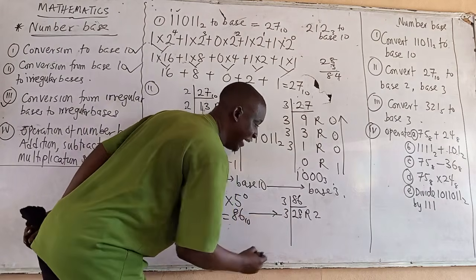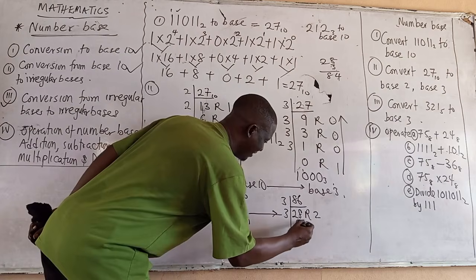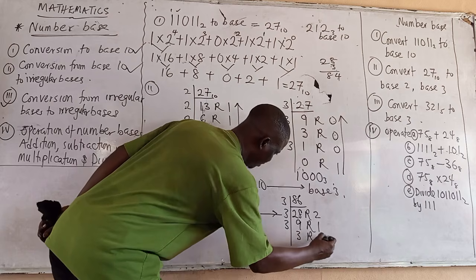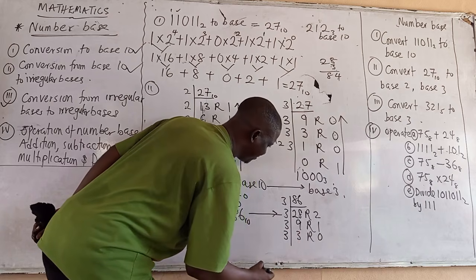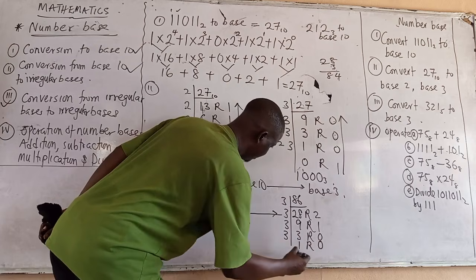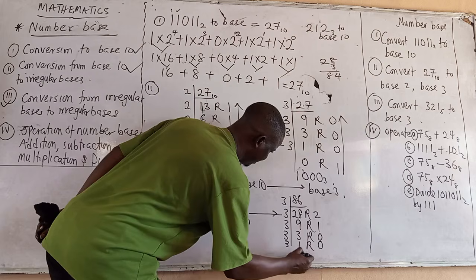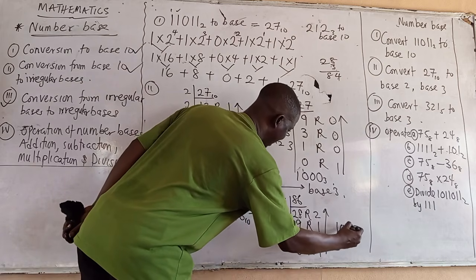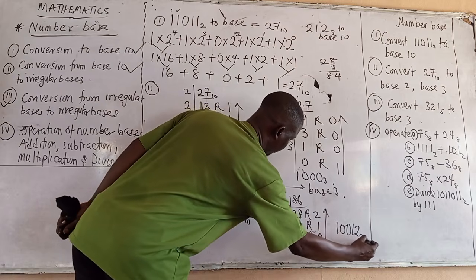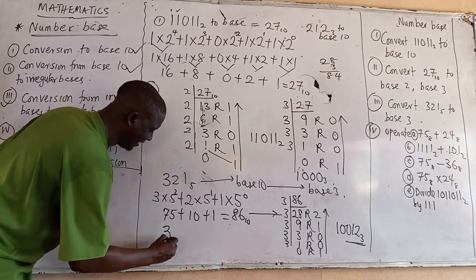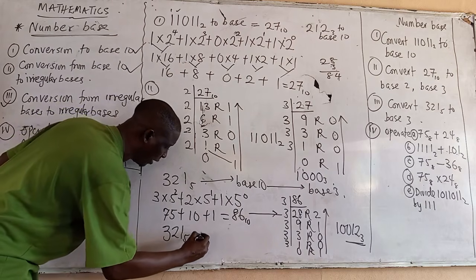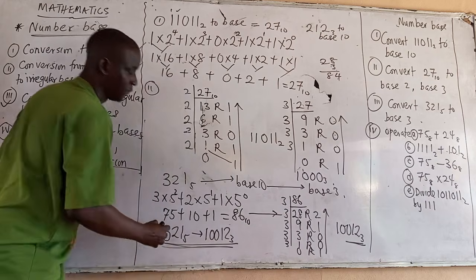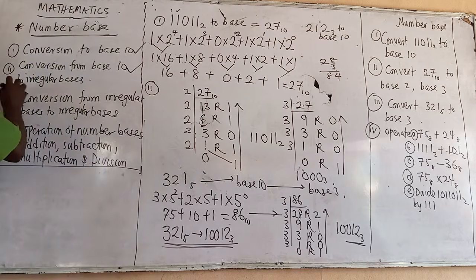So this one now is 3 again: 9 remainder 1. 3 again. Then 3 again. So our answer becomes 10012. So we have converted 321 in base 5 to 10012 in base 3. So that one is done.